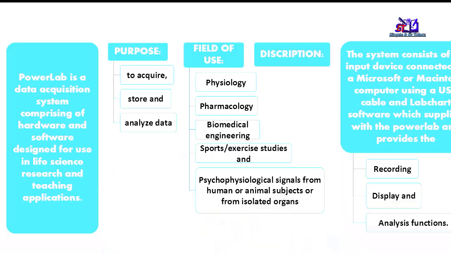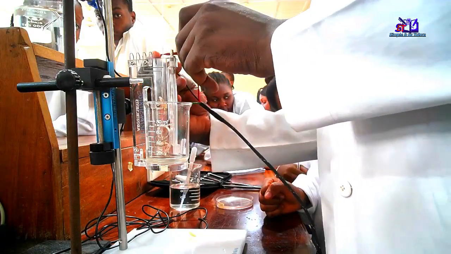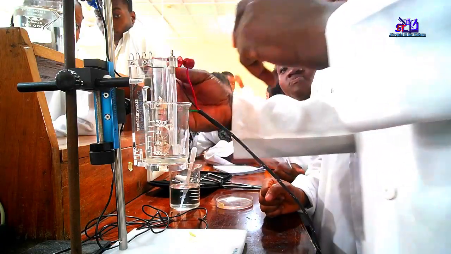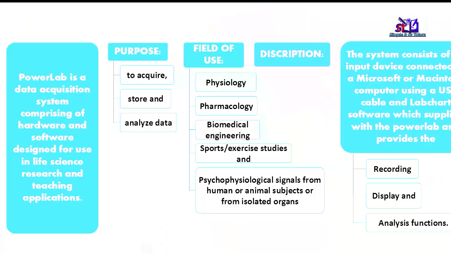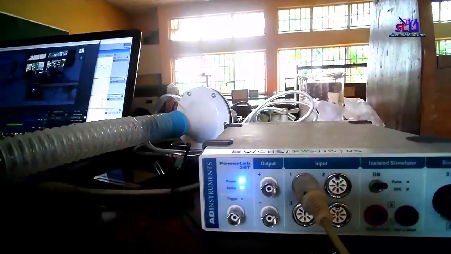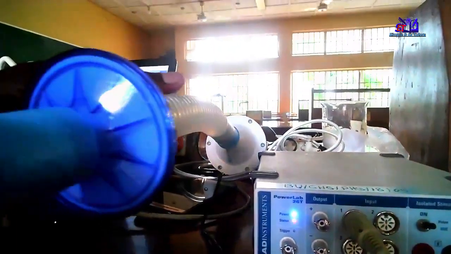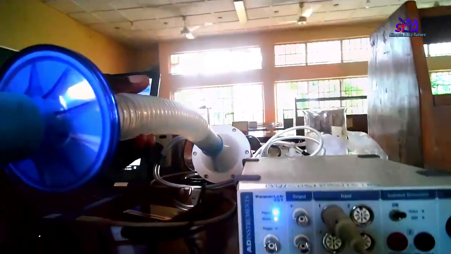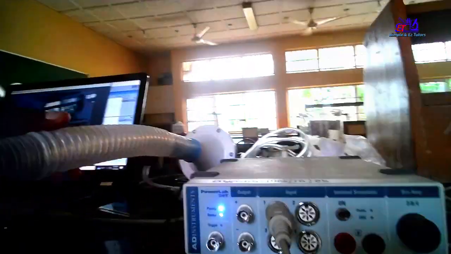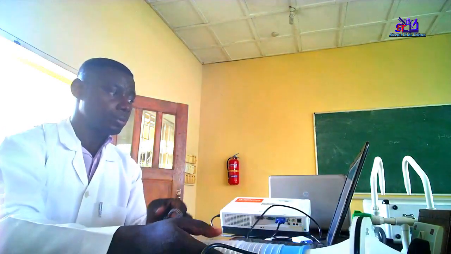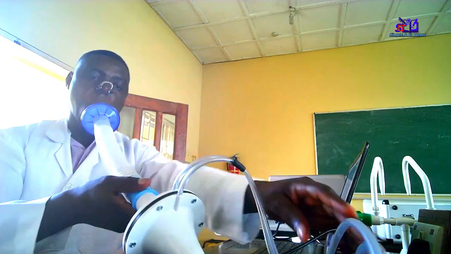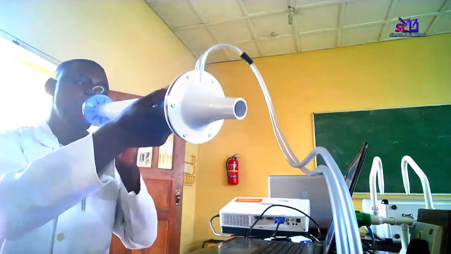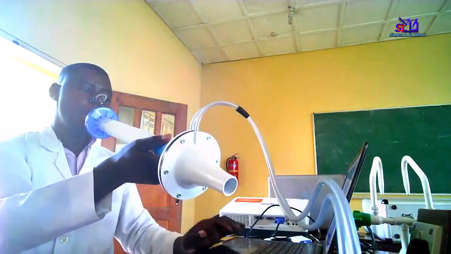A brief word about PowerLab. In our last experiment, we used PowerLab for measurement of lung volumes and capacity, and the process is called spirometry. PowerLab can be used for diverse functions depending on the kind of experiment you want to perform. So you can simply attach the accessory equipment required for that particular experiment. In our last experiment, we used a pneumotachometer, or PowerLab spirometer.